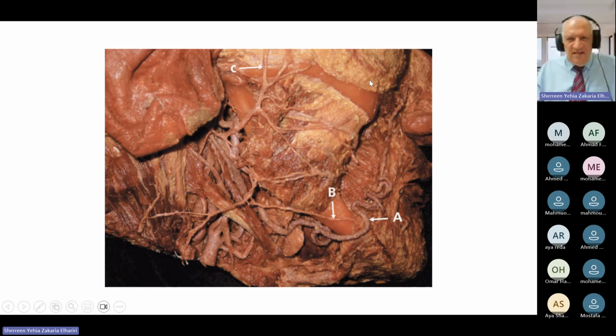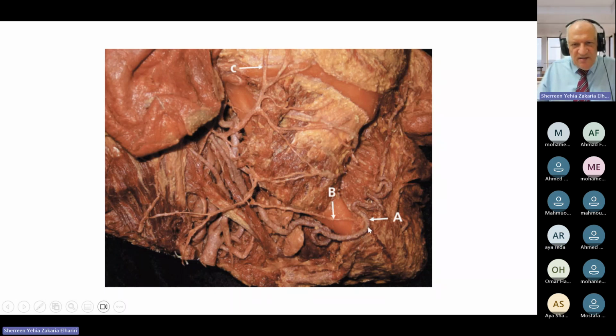This area, of course, is a large picture. This is the nose. This is the parotid. We remove the parotid, and we are looking for A and B. Maybe difficult, but this is in the face. So we have A and B. What could it be? It is the facial artery.